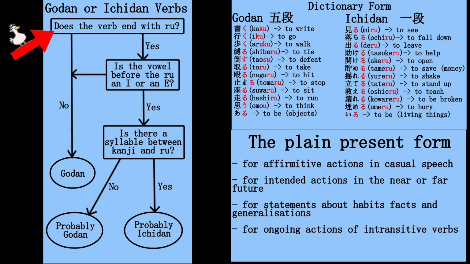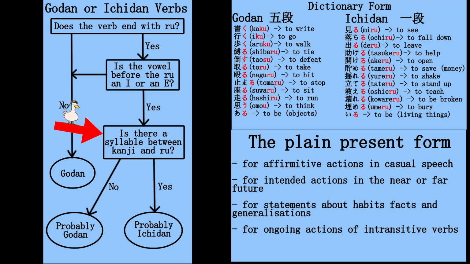So the first question we have to ask is, does the verb end with the syllable ru? If no, it's most definitely a Godan verb. If the answer is yes, we go to the next question. Is the vowel before the ru an I or an E? If the answer is no, again it's a Godan verb. If yes, we go to the next question.